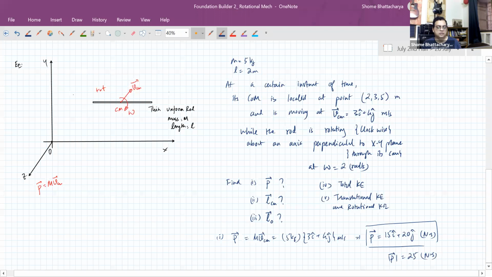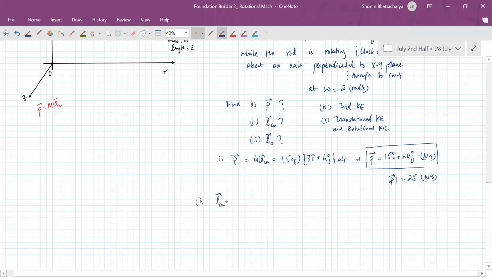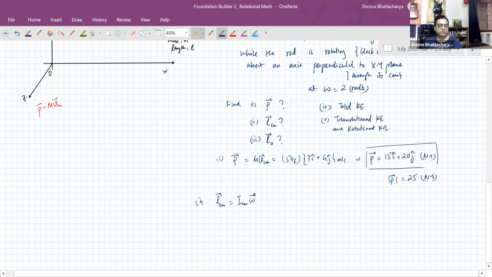Yes. Then the angular momentum about the center of mass is going to be moment of inertia times angular velocity. Now you can see that the rod is rotating clockwise. It's shown to you, and this is our xy plane. So for this omega vector, the n cap is minus k cap. It's into the plane.